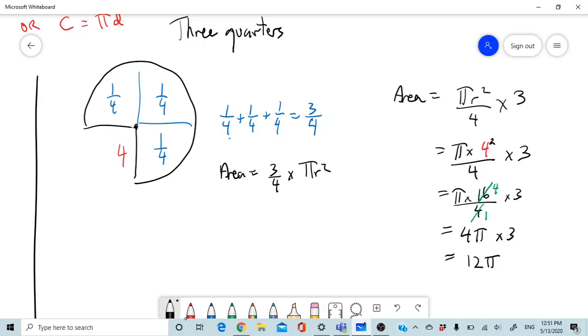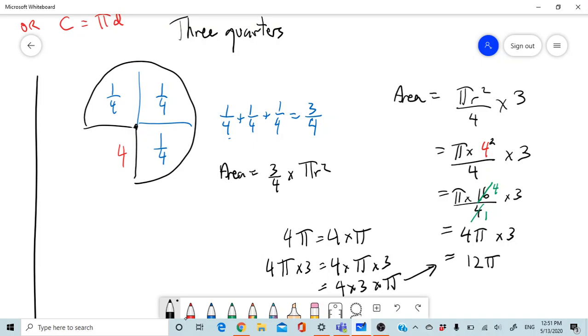Because you want to see 4 pi is the same as writing 4 times pi. And if we have 4 pi times 3, that's the same as writing 4 times pi times 3. So we can rearrange the order, and that will make it easier for us to see. 4 times 3 times pi, so it equals 12 pi.